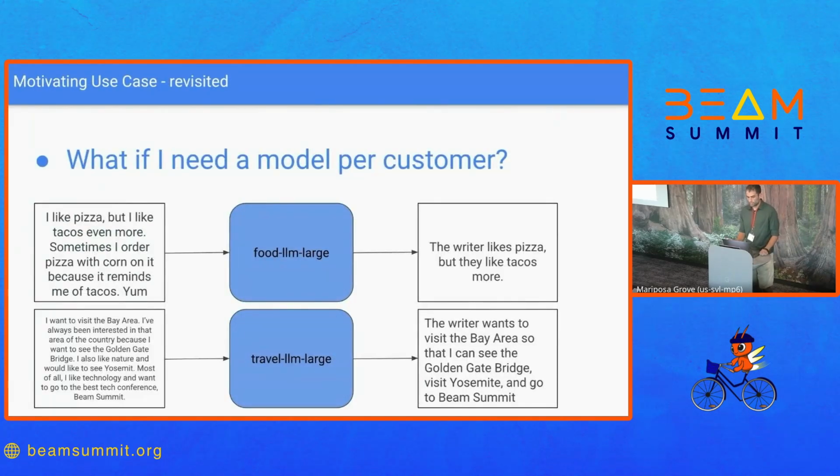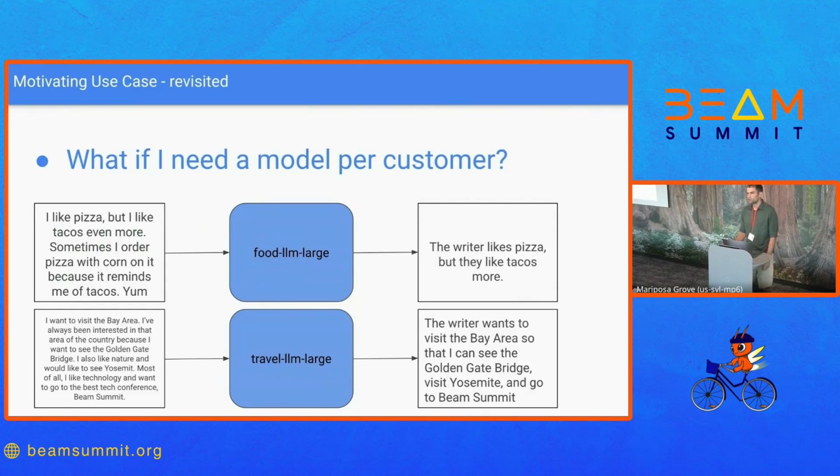But let's say that I need multiple models in my pipeline. Let's say, for example, that I need a model per customer, and maybe I need 5 models, maybe I need 50. Examples of where you might need this are if you've got specifically trained models. So maybe you've got one model that's very good at text summarization for food reviews, and another one that's really good at text summarization for travel. That's the use case here.